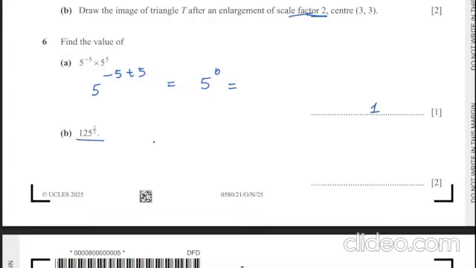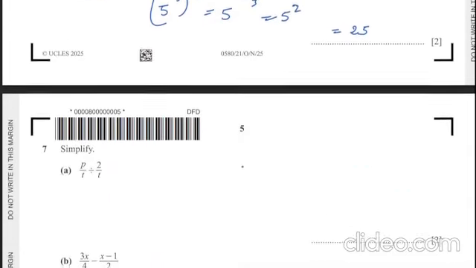So now in this one, 125 to the power 2 by 3, I can write 125 as 5 to the power 3, to the power 2 by 3. So powers to the powers will get multiplied. 3 and 3 cancel. Answer will be 5 square, which is 25.